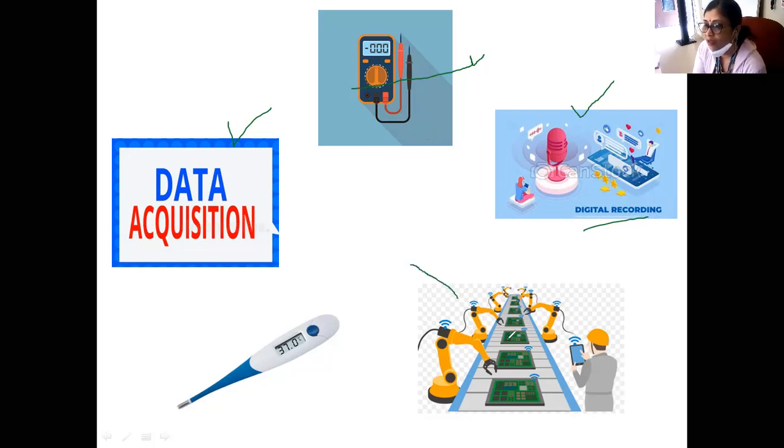Here you can see a factory where there is automation, and in every automation, the analog to digital converter is required. And here you can observe a digital thermometer.